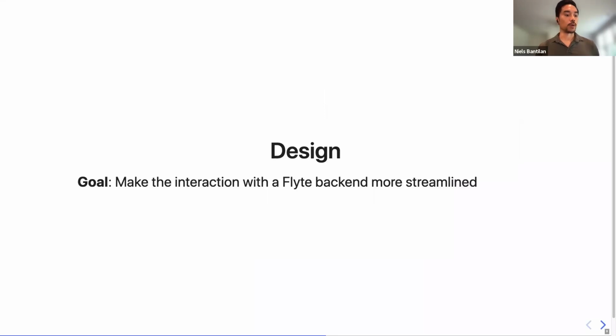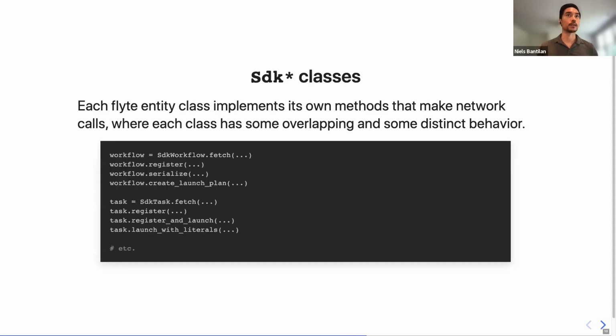I'll get into the design of why we decided to centralize the class that makes all the network calls, versus all the other Flyte entities, as I'll call them, so tasks, workflows, launch plans, and others. Those are basically data containers that you can access the inputs and outputs and various other things on. So they themselves don't make any calls over the network. So the goal for the design is to just streamline what it's like to interact with the Flyte backend.